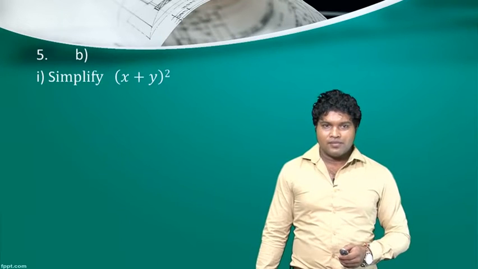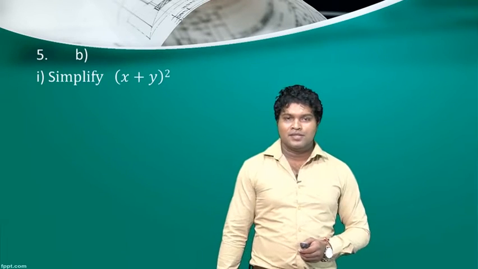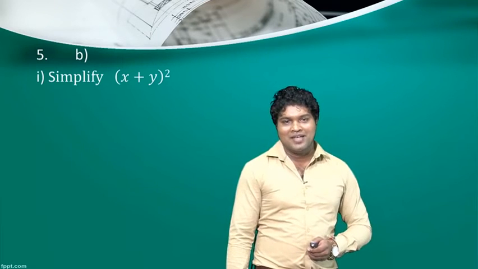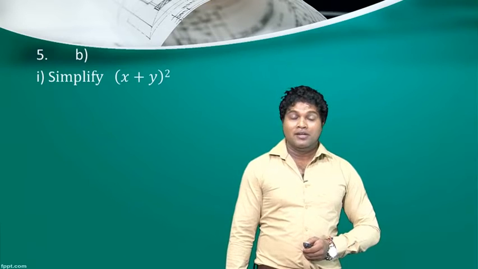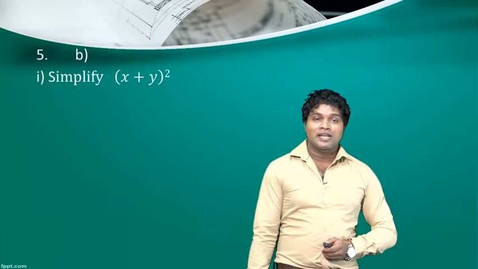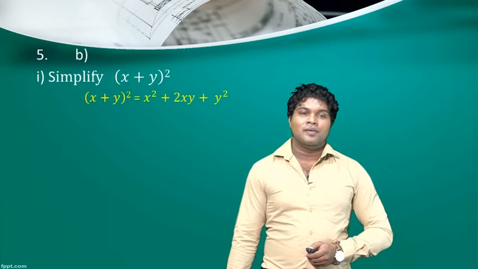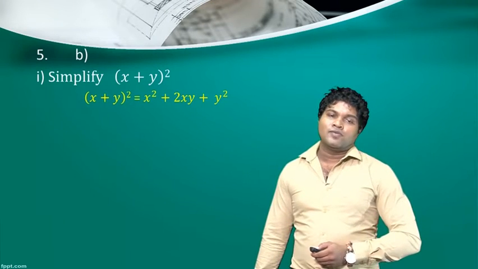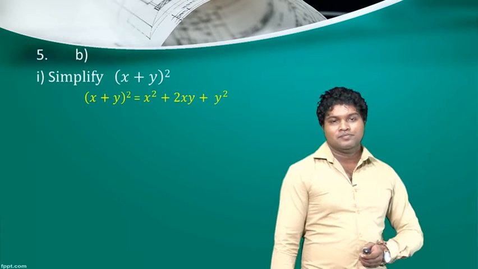Part B of the fifth question. Simplify (x plus y) squared. There's nothing to simplify; that should be known. For grade 10 and grade 11 students, you must know that (x plus y) squared is x squared plus 2xy plus y squared.